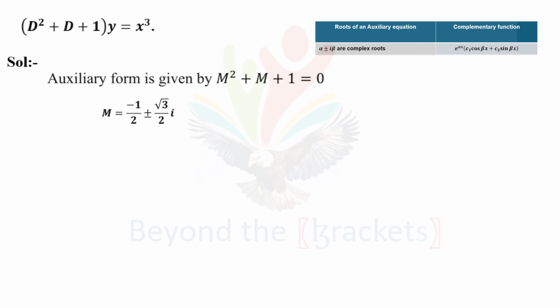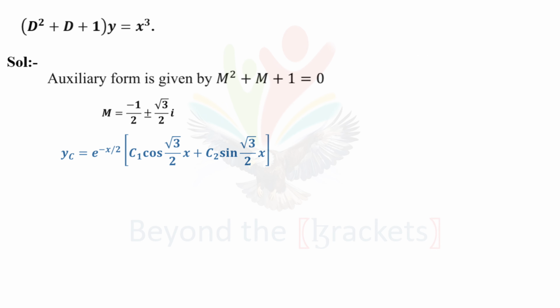For complex roots of the form alpha plus or minus i beta, the complementary function is e power alpha x into c1 cos beta x plus c2 sin beta x. Here alpha is minus 1 by 2 and beta is root 3 by 2. So the complementary function is e power minus x by 2 into c1 cos root 3 by 2 x plus c2 sin root 3 by 2 x.